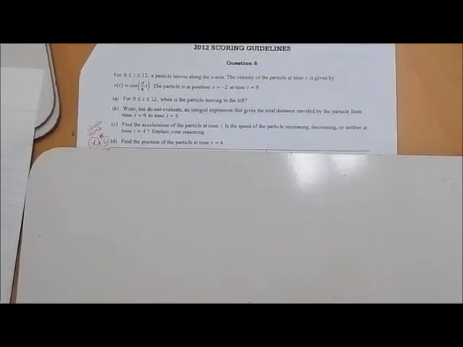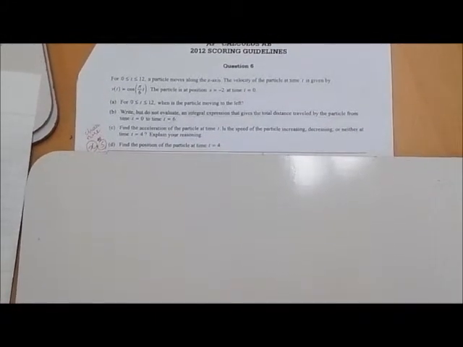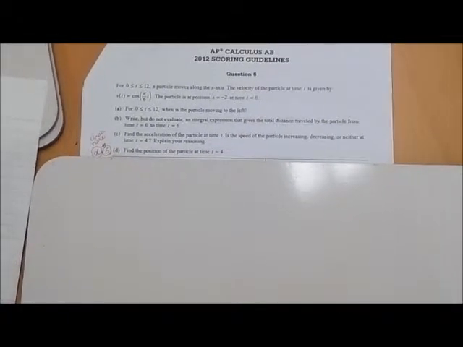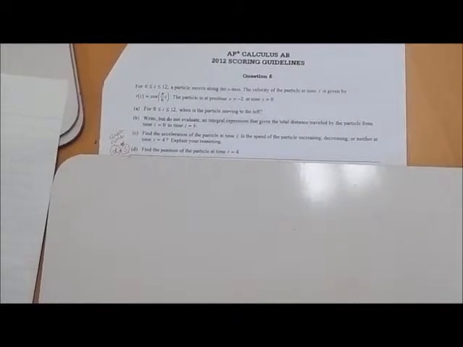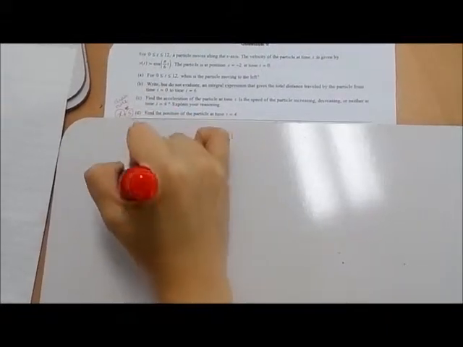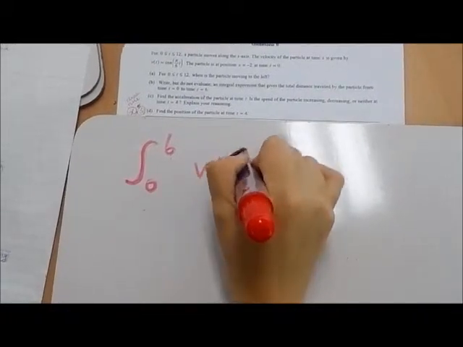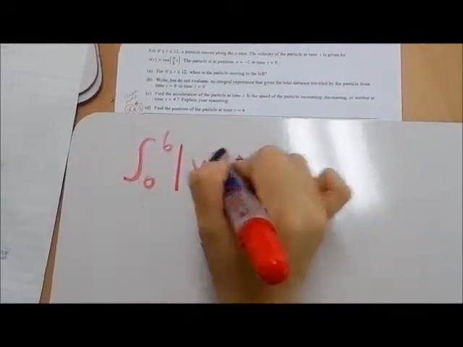Now the question B reads, write but do not evaluate an integral expression that gives the total distance traveled by the particle from time t equals 0 to time t equals 6. So what we're trying to find here is the total distance, not the displacement. And the total distance would, of course, be a positive number. That would mean that the expression using the integral would need to have the absolute value sign in it.